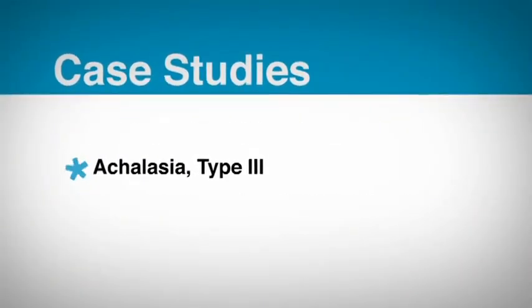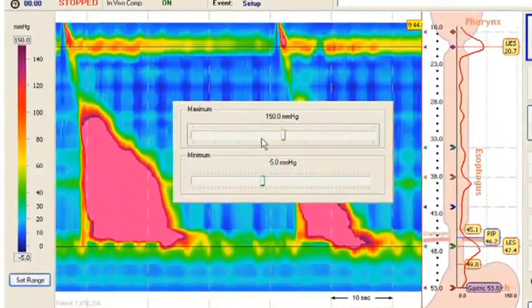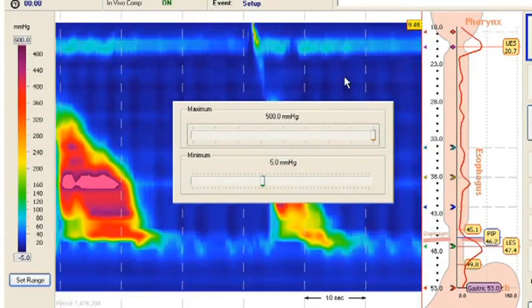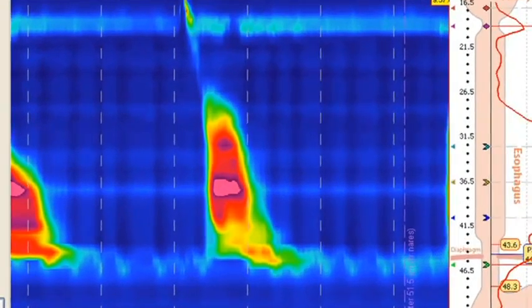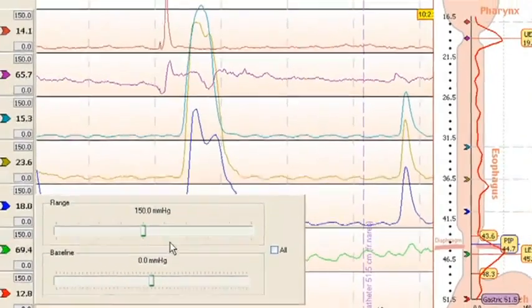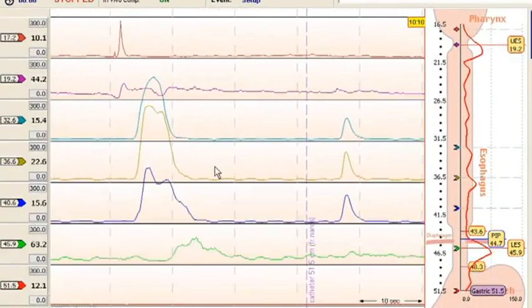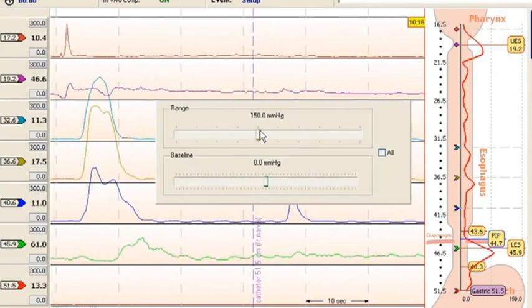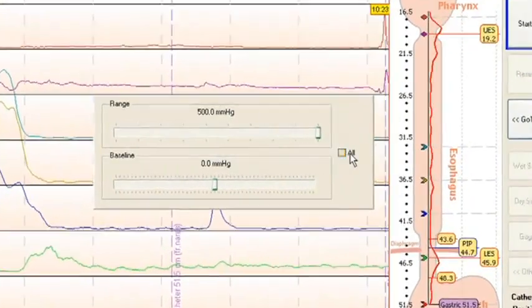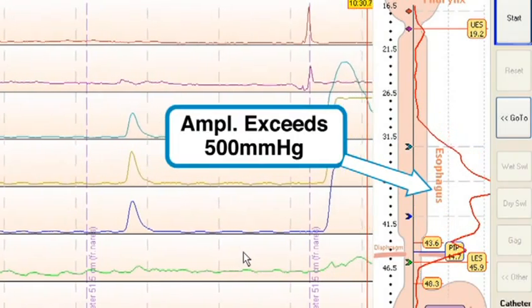Achalasia type 3. Adjusting the pressure scale, we see that peak pressures exceed 500 millimeters of mercury. We similarly adjust the line trace amplitudes. Note that the LES does not sufficiently relax, and observe the high wave amplitude in the pressure profile display.